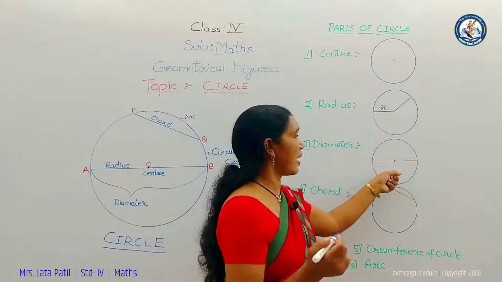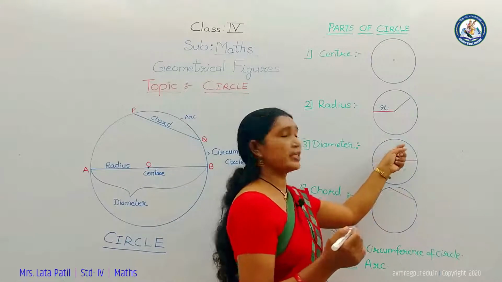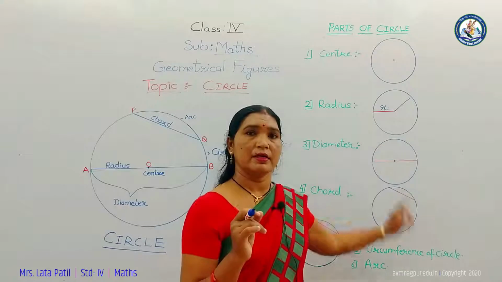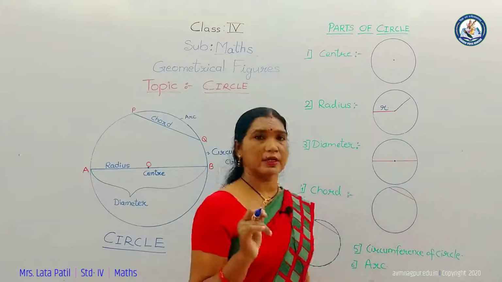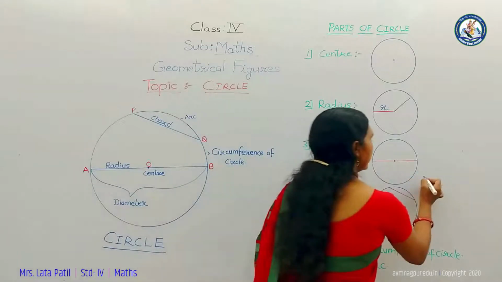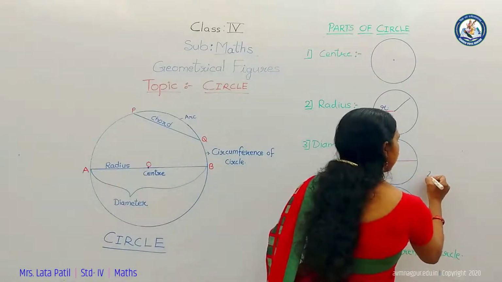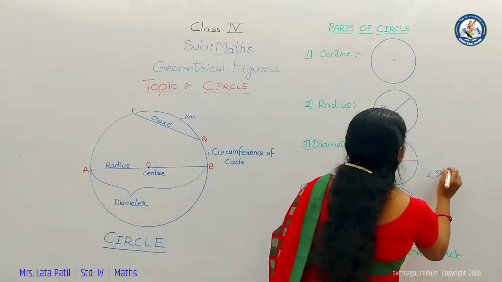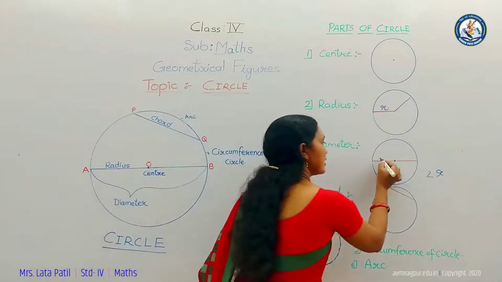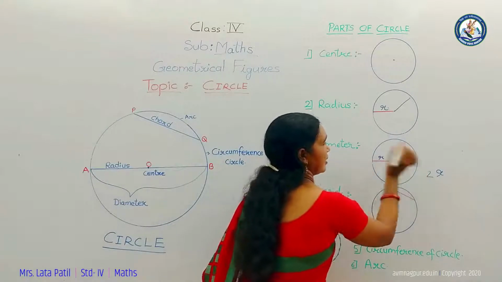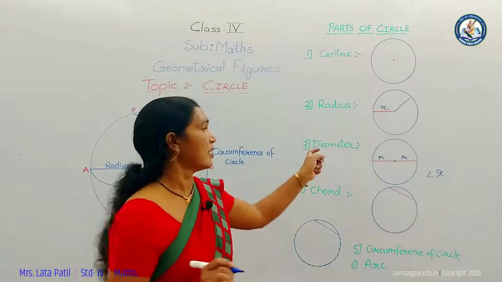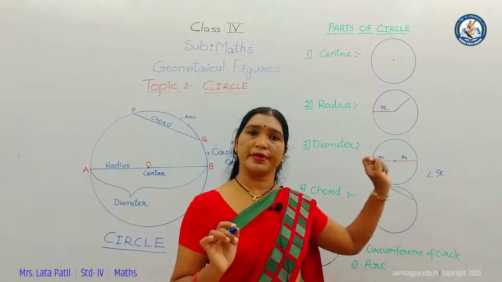When we get the two parts, each part is called a semicircle. It is half of the circle. That is why it is called a semicircle. Now diameter is also called 2r, meaning 2 times the radius. This is one radius and this is another radius. That is why it is called twice the radius. Diameter is twice the radius.